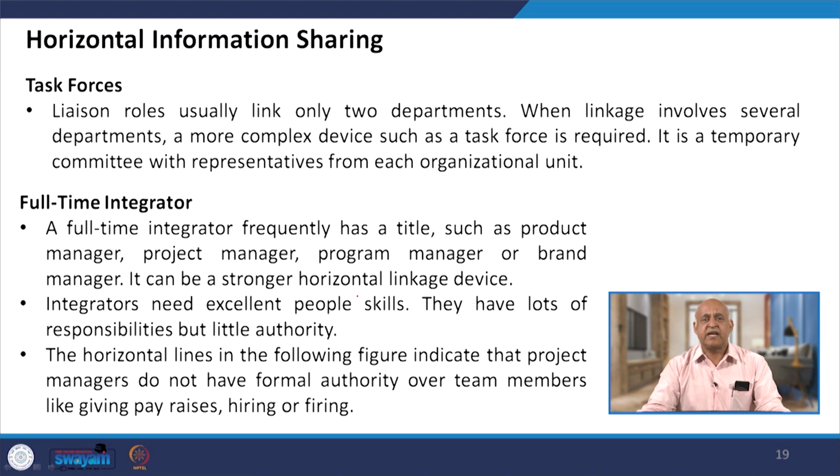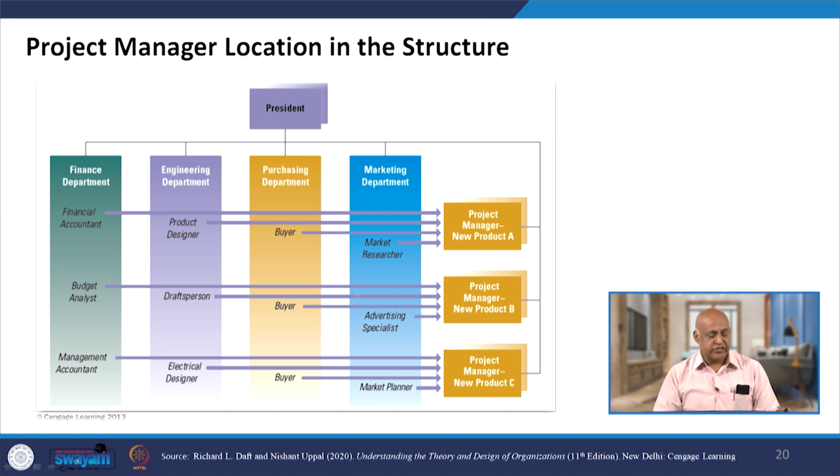Integrators need excellent people skills. They have lots of responsibilities but little authority. The horizontal lines in the following figure indicate that project managers do not have formal authority over team members, such as giving pay rises, hiring or firing. So, therefore, you will find this is horizontal information sharing, and this shows the project manager's location in the structure.